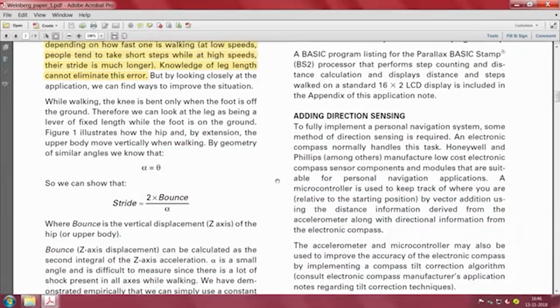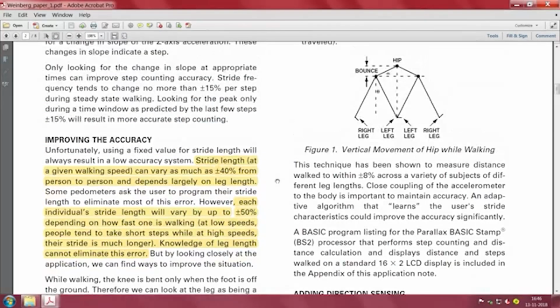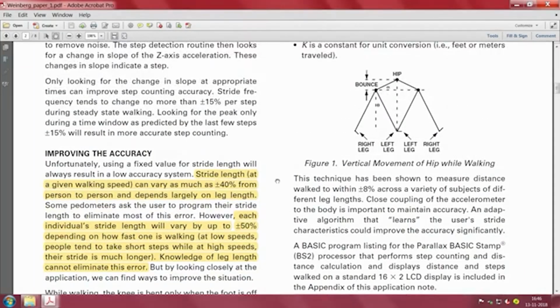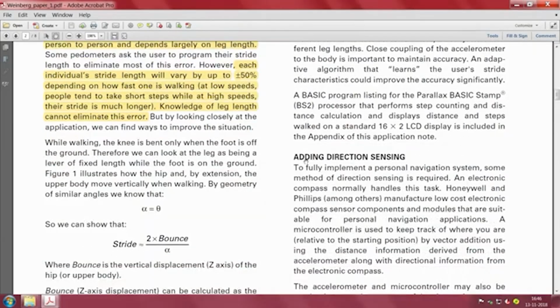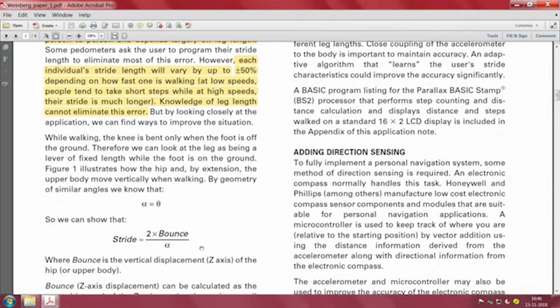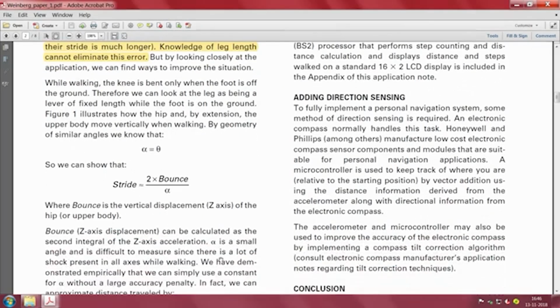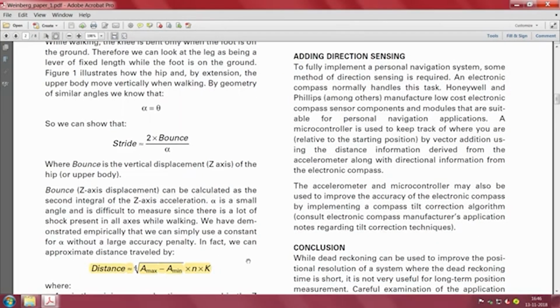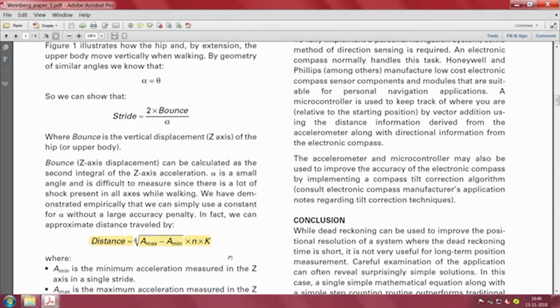So essentially the stride is nothing but the movement of this bounce which is shown here. You can easily calculate the stride length by this very basic system, where bounce is the vertical displacement of the hip. The hip is moving up and down, which is the upper body, and this hip movement is captured, and it goes on to come up with an empirical expression of how to calculate the distance.